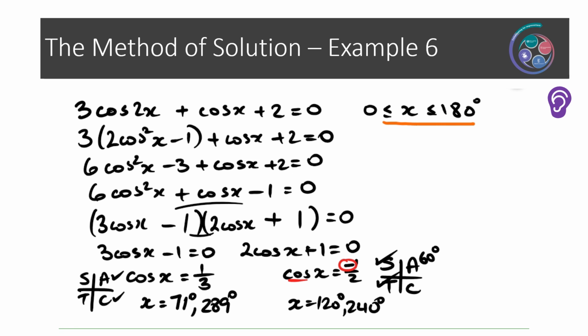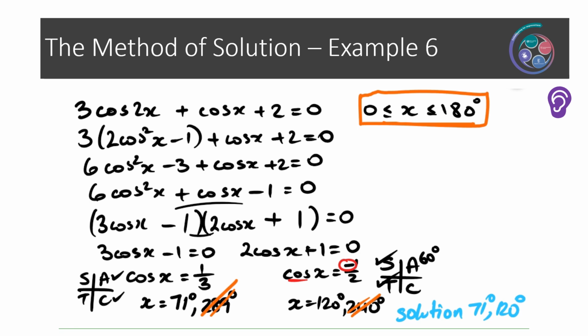Okay, now ordinarily we would be finished there. However, remember a few minutes ago we spoke about the fact that we had changed the range to be between 0 and 180. So let's just check these answers. Well, 290, that's too big, so I'm taking that out. 240, that's too big, so I'm taking that out. So that then leaves me just with the answers of 71 and 120. So the solution to the question is 71 degrees and 120 degrees.